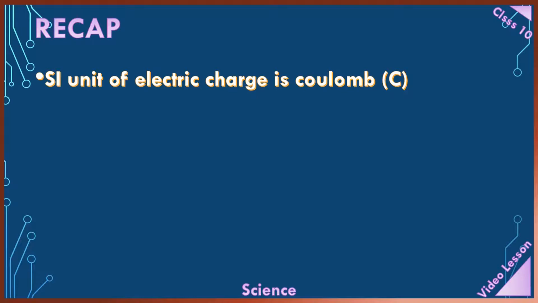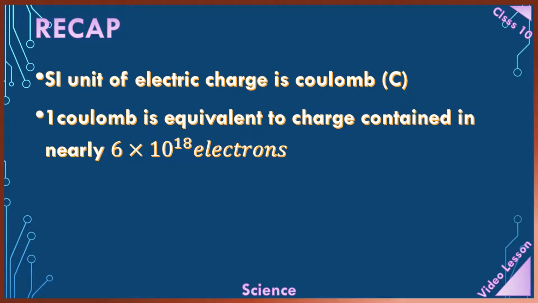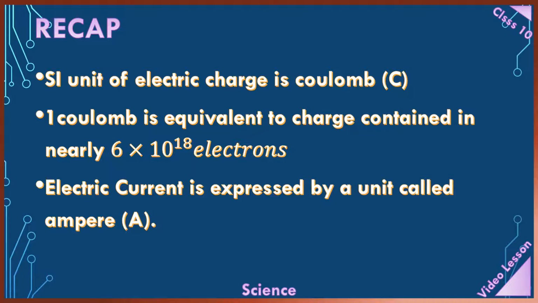SI unit of electric charge is coulomb. 1 coulomb is equivalent to charge contained in nearly 6 into 10 to the power 18 electrons. Electric current is expressed by a unit called ampere, denoted by capital letter A.